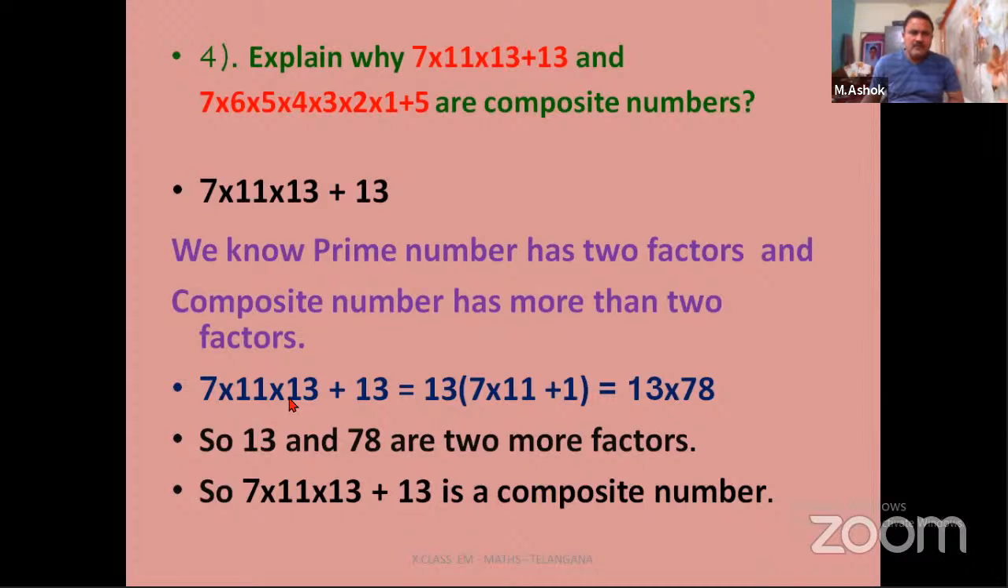7 into 11 into 13 plus 13 is a number. Actually, I don't know it. If you multiply all of them and add 13, you will get the number. But this number contains one and itself as factors, and we are showing 2 other factors, 13 and 78. Means it contains more than 2 factors. So clearly it is a composite number. Okay.